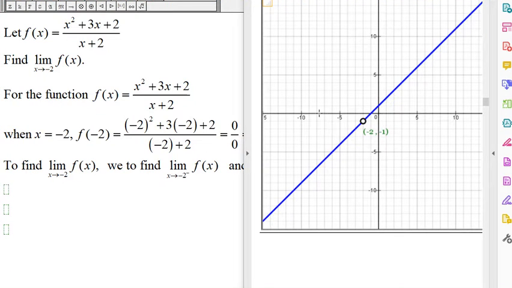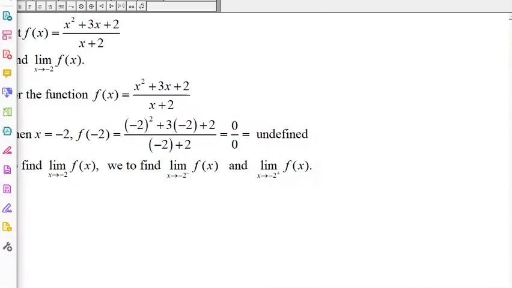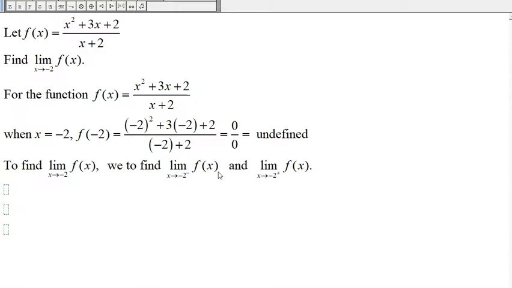And graphically speaking, we see that this is the left side and this is negative 2 right here. If we approach negative 2 from the left side, we see that y is approaching negative 1. And this is the right side of negative 2. So if we approach negative 2 from the right, we also see that we get negative 1. But that's graphically speaking. So from the graph, this is approaching negative 1, and from the right, the limit also approaches negative 1.